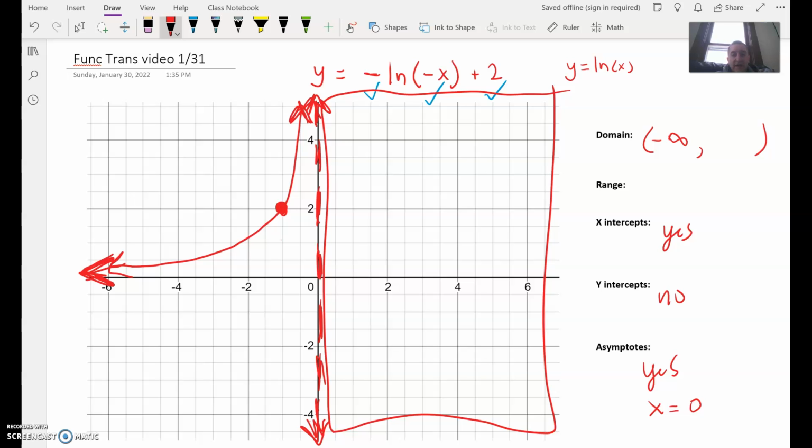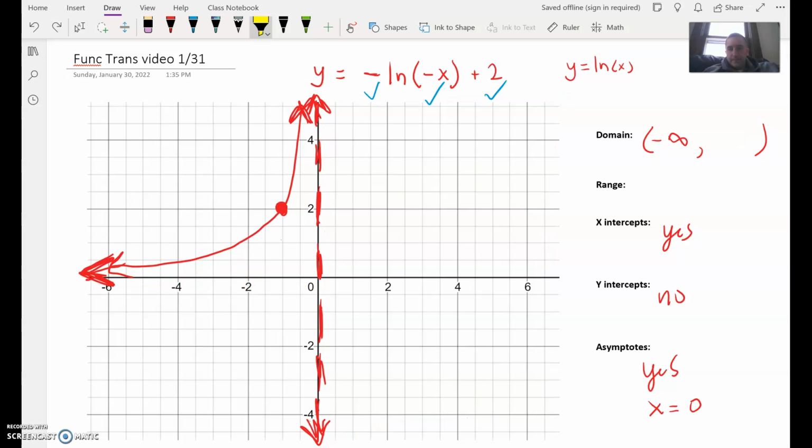So the domain is only half the graph. It's negative infinity all the way up to 0. And it will never go past 0. Like, let me use the highlighter. It'll go forever, forever, forever, forever. Stop. It will never cross that line. So the domain, the x values that can work for this function, stop at 0. Okay?